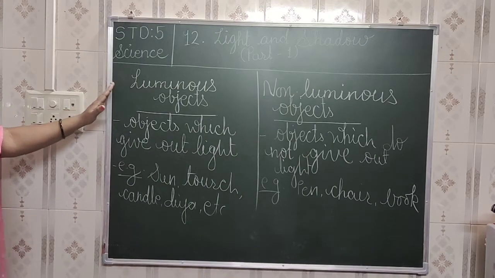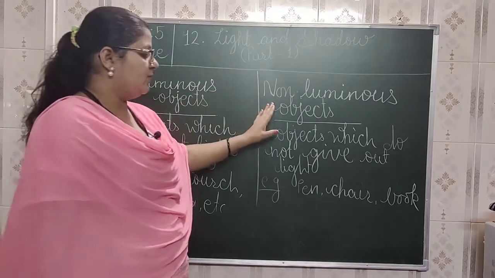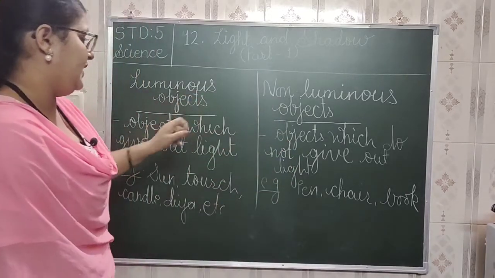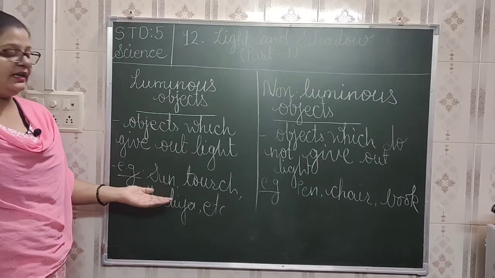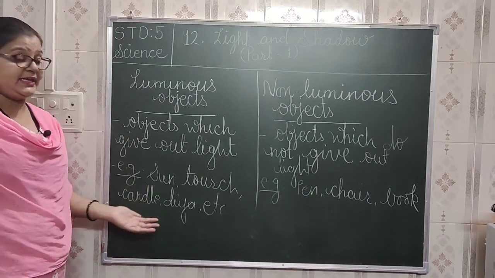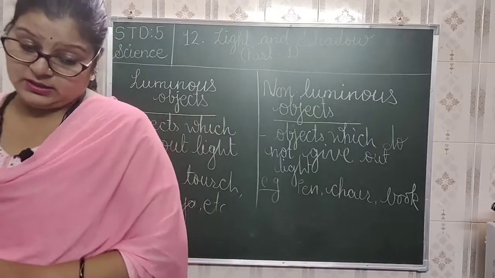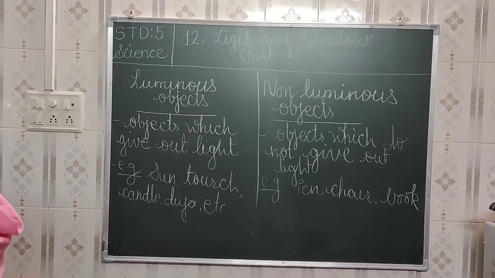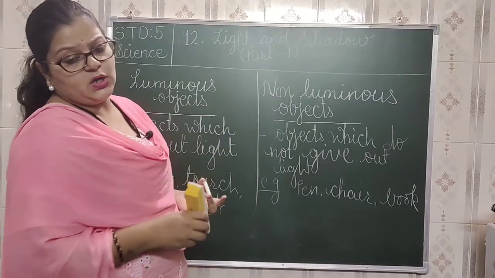So basically the objects from which we get the light, they are called luminous objects, and the objects which do not give us light, they are called non-luminous objects. So examples are very common: sun, from sun we get the light and heat; torch, candle, diya, bulb, electric tubes, etc. Whereas the non-luminous objects can be pen, chair, book, any other thing, duster, even chalk. These all are non-luminous objects.